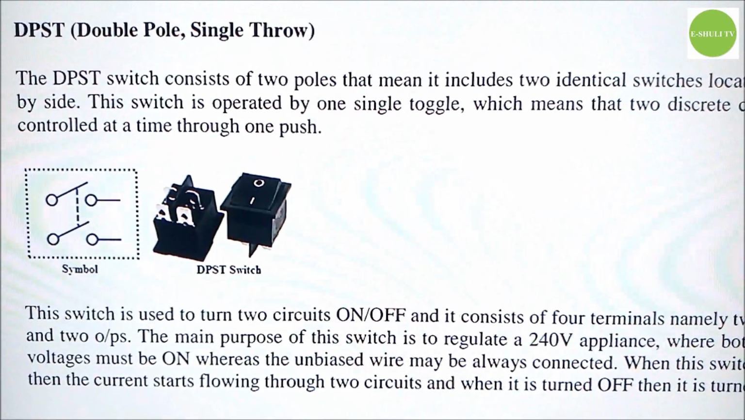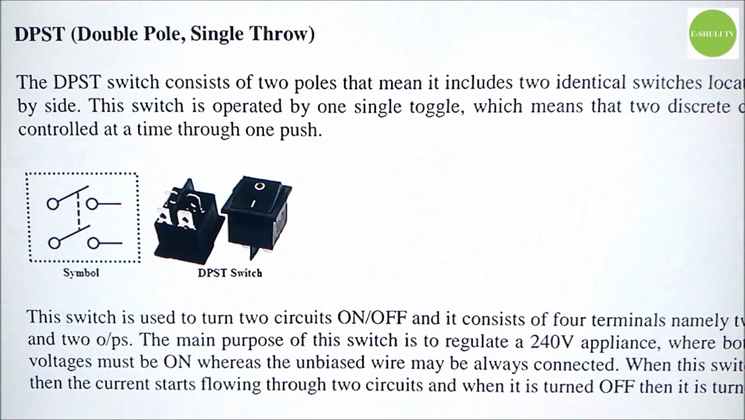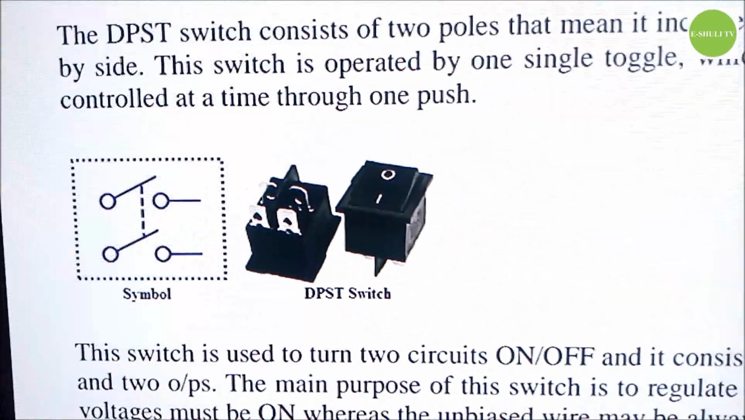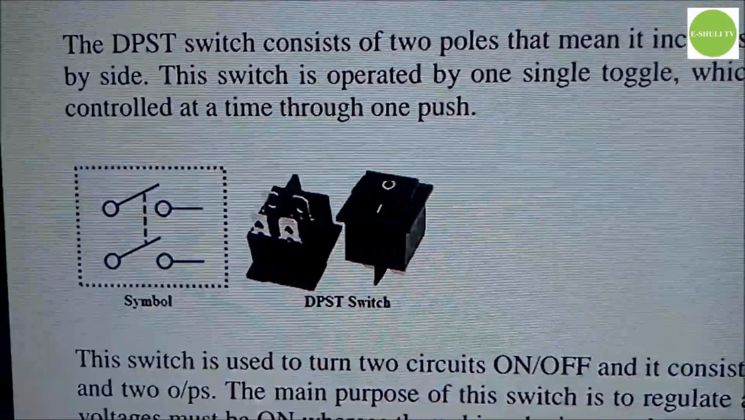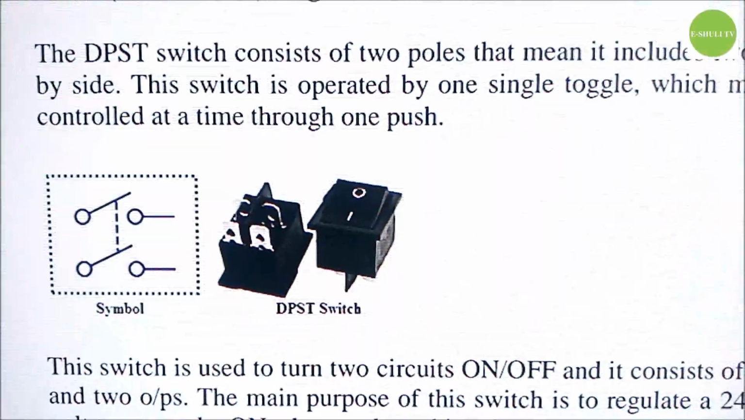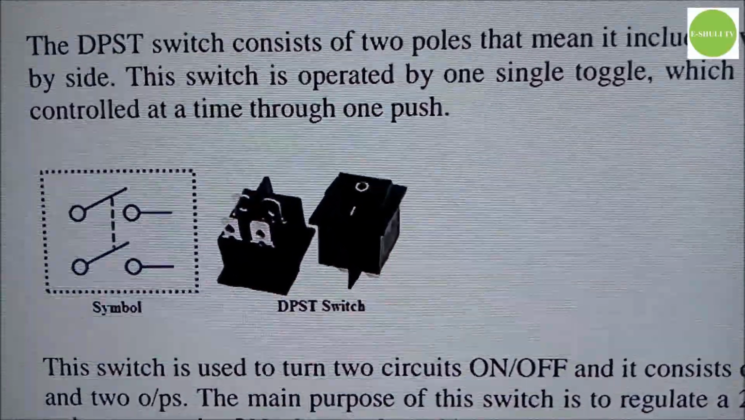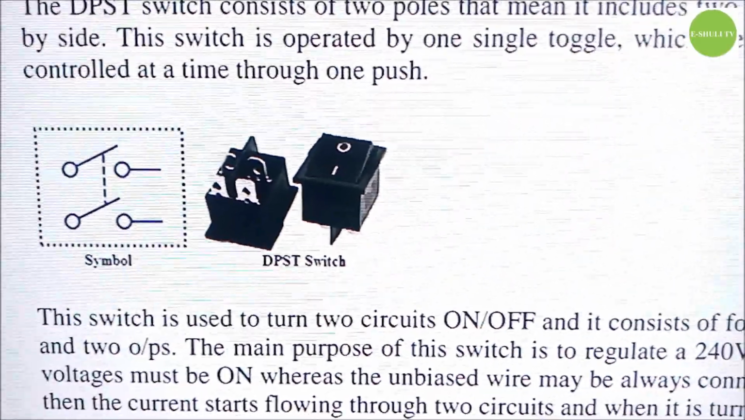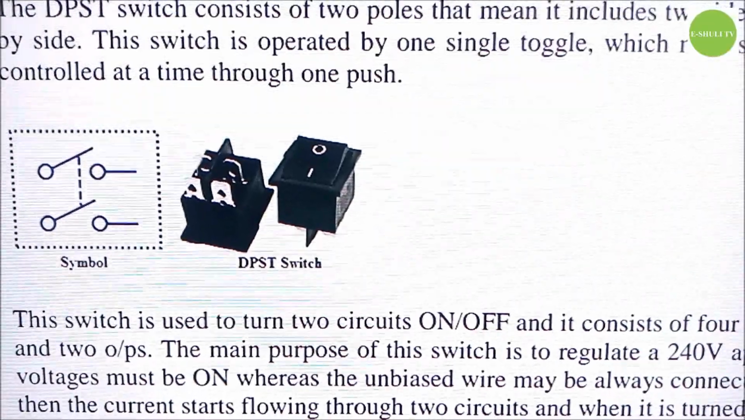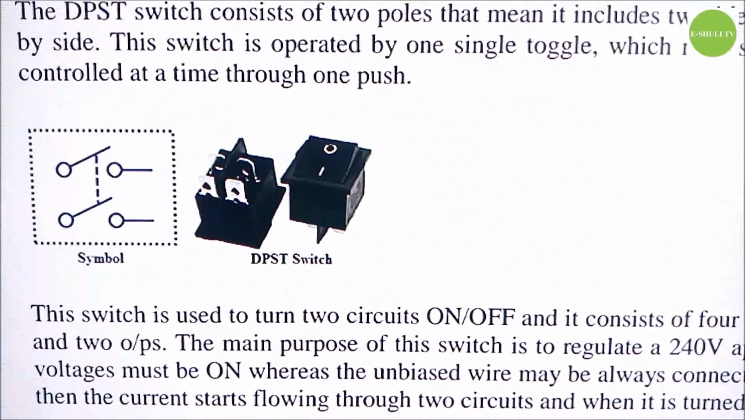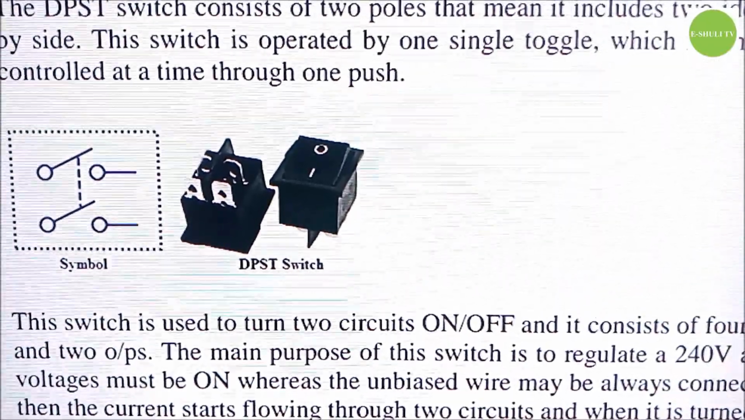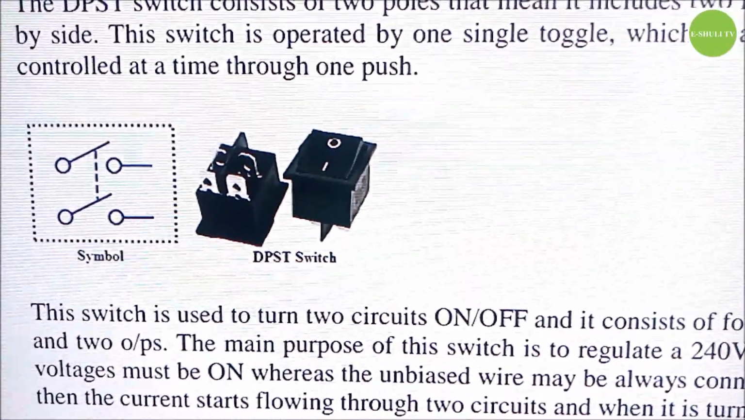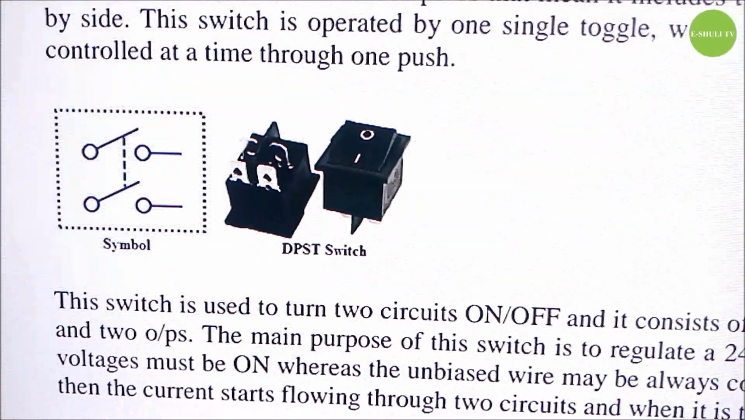Double pole single through, you see we have two poles or double poles at the input, and at the output you have two throughs or two positions, but they are single because when we change the state, all of them are normally open. Means it is a single through.